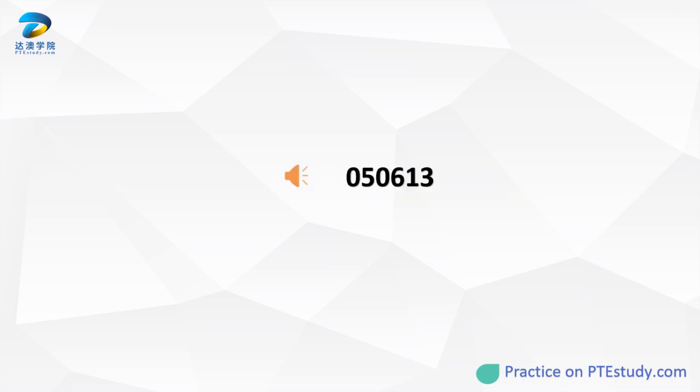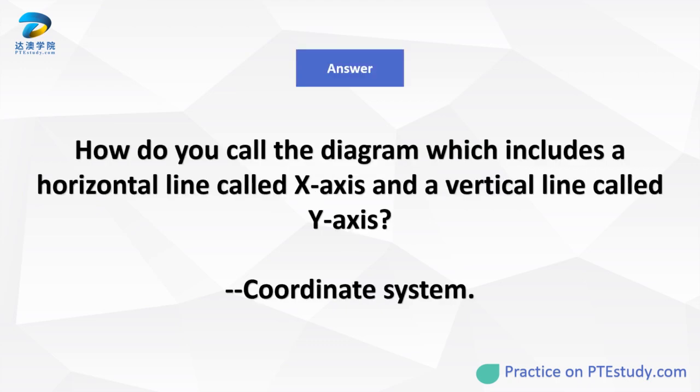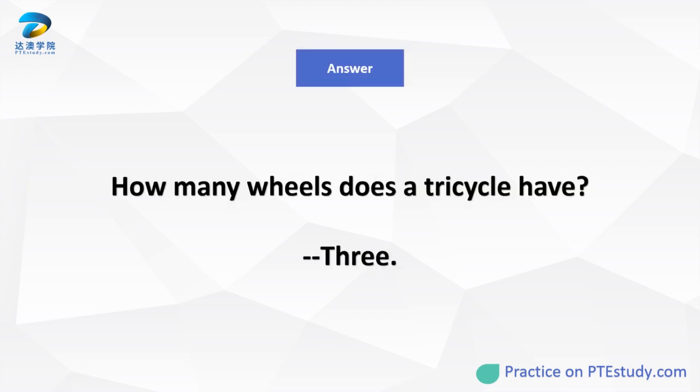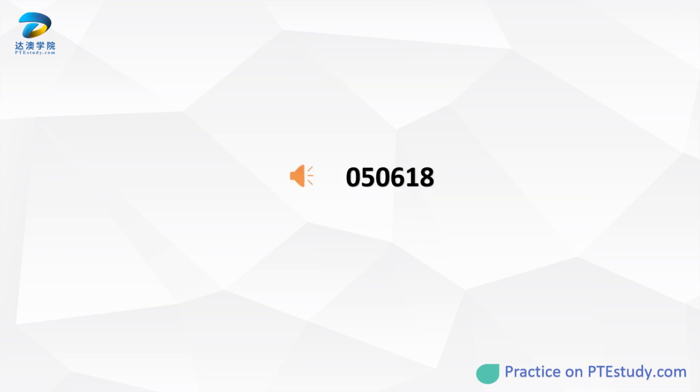What do you call the diagram which includes a horizontal line called the x-axis and a vertical line called the y-axis? How many wheels does a tricycle have? Which part at the end of a book can be used for further reading, an index or a bibliography?